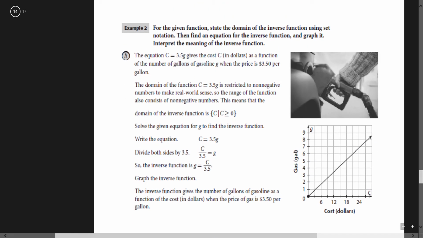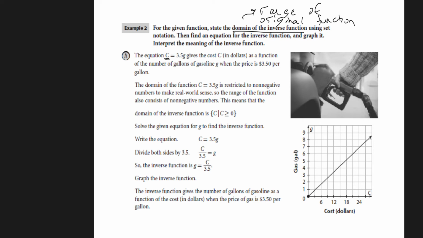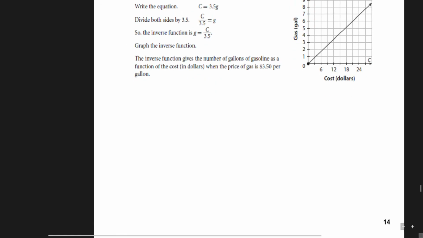And then the key here, again, is that the domain of the inverse function is the same as the range of the original function, because we've switched the values around. The domain of the inverse is the range of the original function. So if our original equation is in terms of c, that means c is the range of the original function, so that would be your domain for your inverse function.